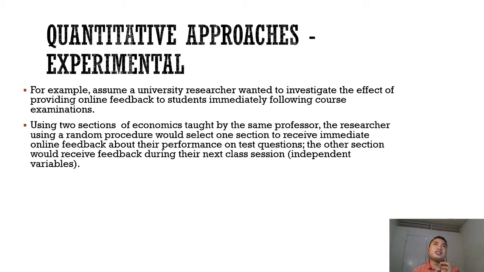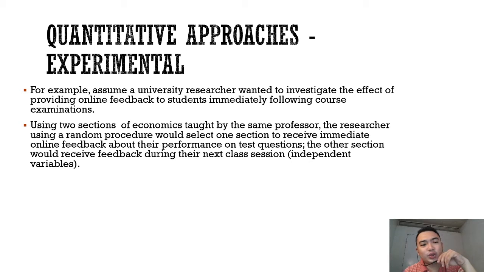Using two sections of, let's say, an economics subject not taught by the same professor, the researcher uses a random procedure to select one section to receive immediate online feedback. What is online feedback? It is the results of the quizzes, examinations, and projects shared online about their performance on test questions. The other section would receive feedback during their next class session.